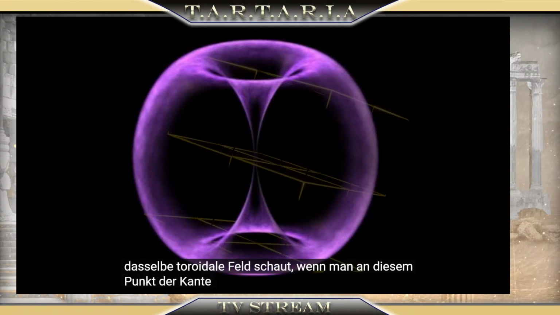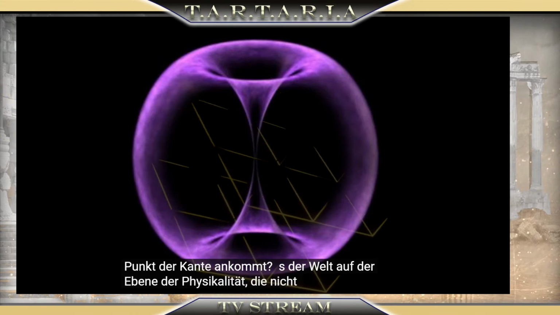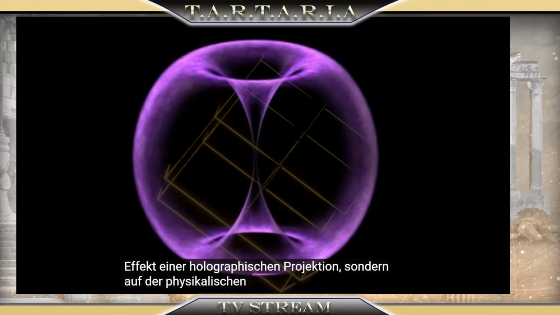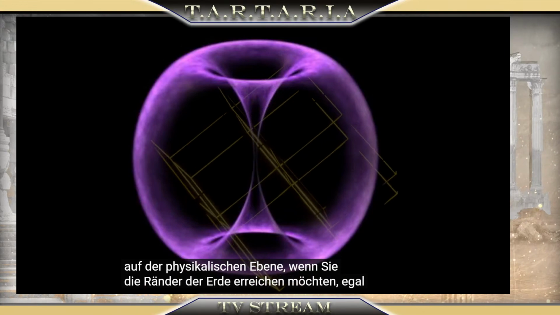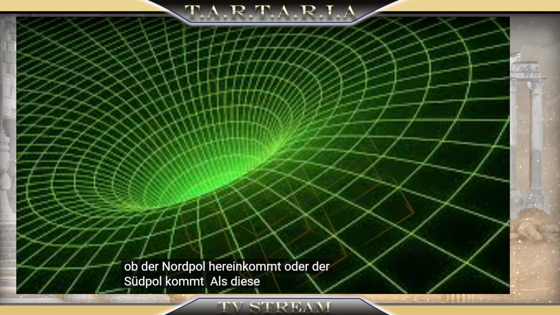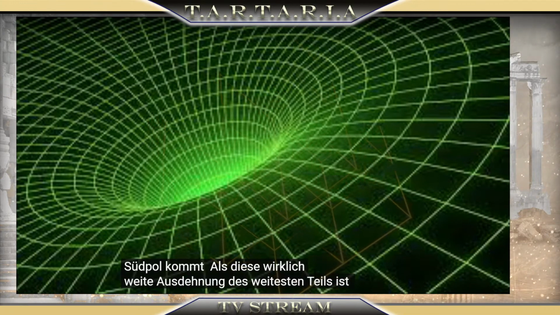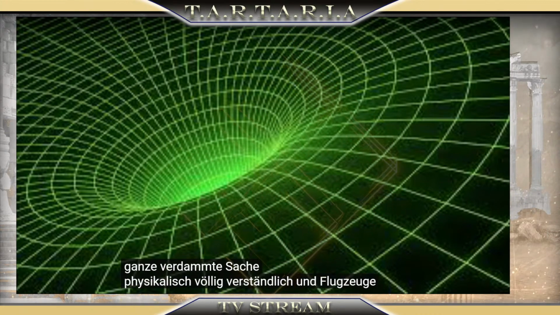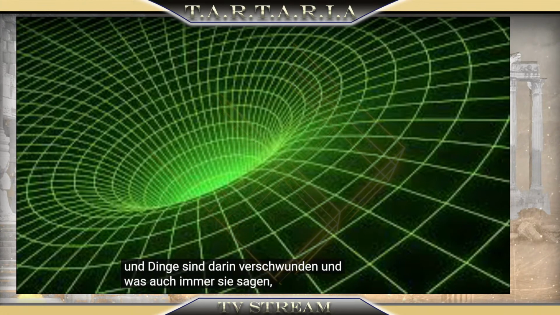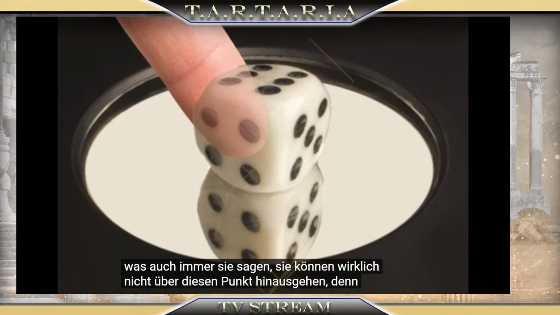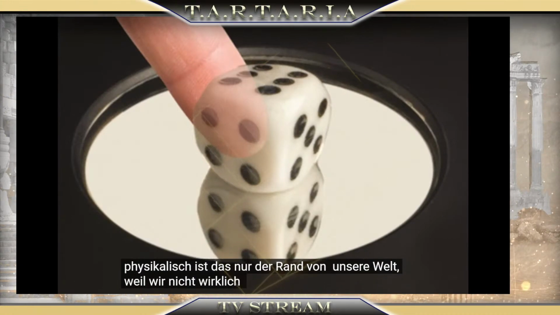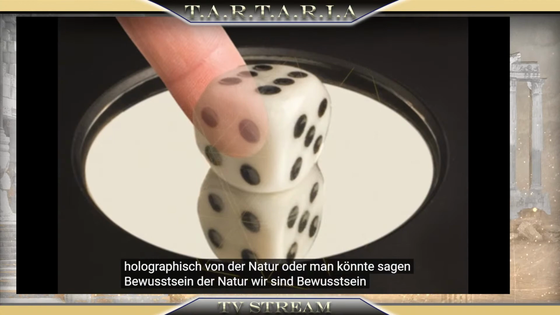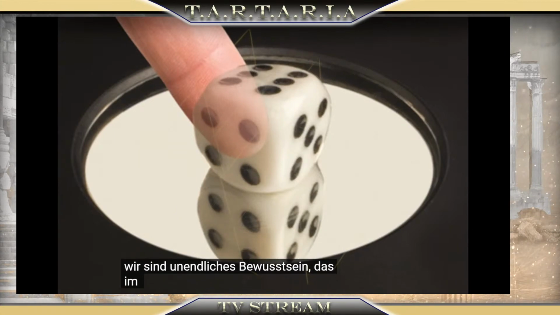When you get to that point of the edges of the world, at the level of physicality, which is not the absolute reality, physicality is an effect of a holographic projection. But at the physical level, when you want to reach the edges of the Earth, whether that's the North Pole going in or the South Pole coming out as this really wide, most expansive part, the whole thing physically is whacked out, completely ununderstandable, and planes and things have disappeared into it. They really can't go beyond that point, because physically that is just the edge of our world, because we're not really physical. We're holographic in nature, or you could say consciousness in nature. We are awareness. We are infinite consciousness appearing in the physical.